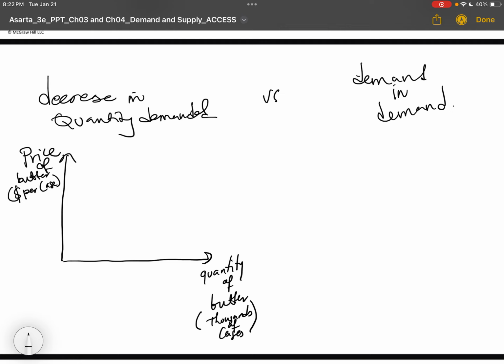Then we draw the demand curve like that, sloping down. Now, a decrease in quantity demanded, we will need 2 points on the demand curve here. So, say this is point A.